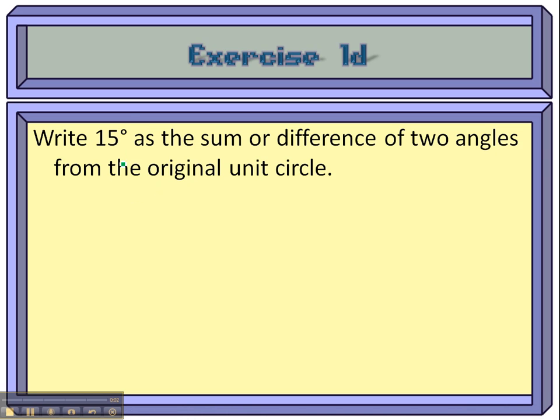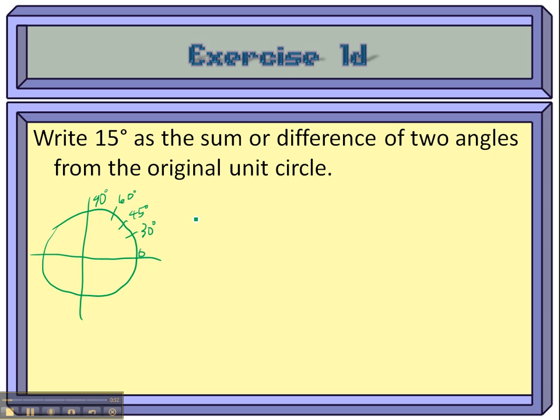In this first exercise, we're going to take 15 degrees and try to rewrite it as the sum or difference of two angles that are on the original unit circle. So here's what I mean by that. If I draw a unit circle and put the angles that we know on it, we know that's 0, 30, 45, 60, and 90. Can I add or subtract two of those things and get 15 degrees?